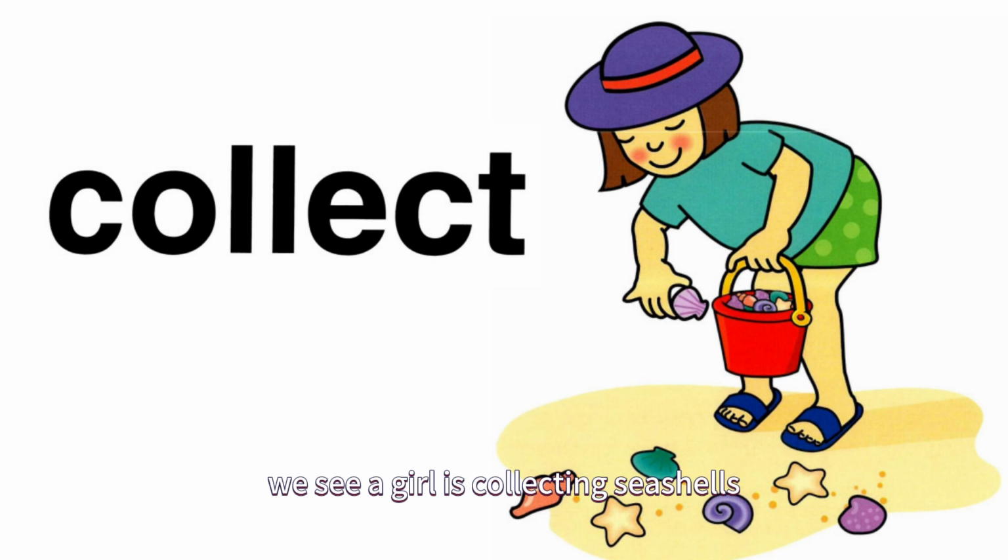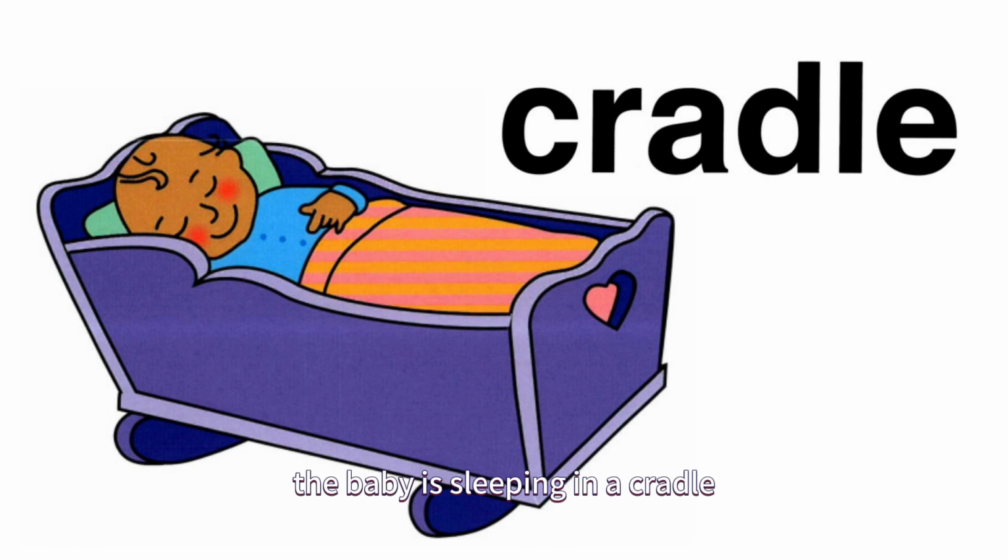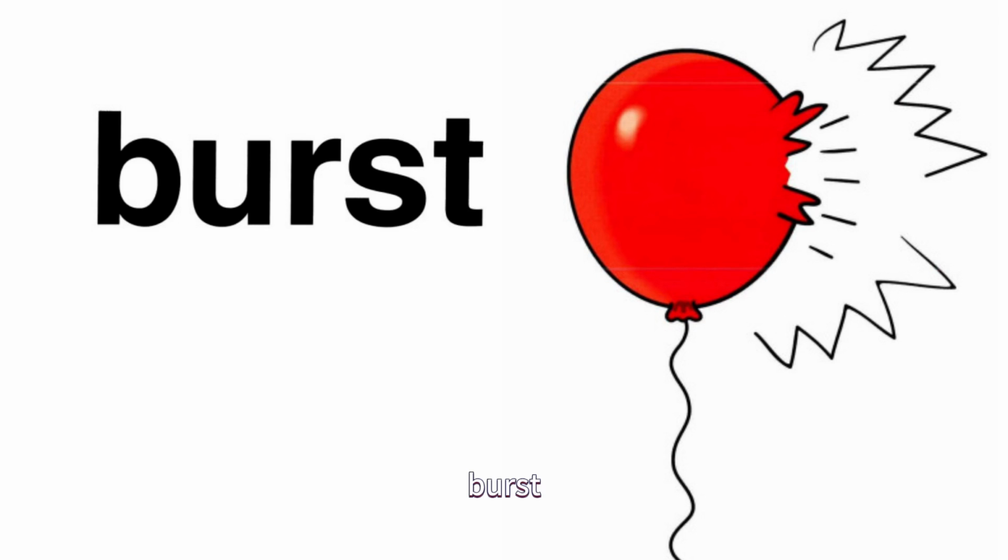Collect. We see a girl is collecting seashells. When you collect things, you bring a bunch of them together. Cradle. The baby is sleeping in a cradle. A cradle is a small bed for a baby. It usually rocks side to side. Burst. We can see a balloon that has popped. The balloon has burst. When something splits open, especially if it does so quickly, we say it has burst.